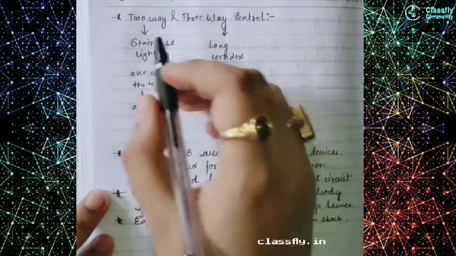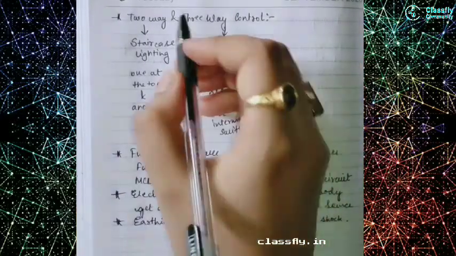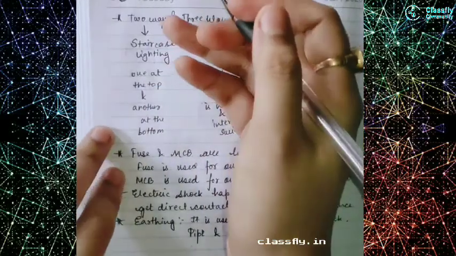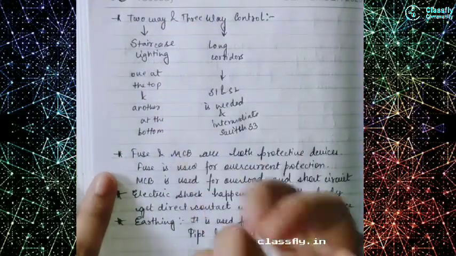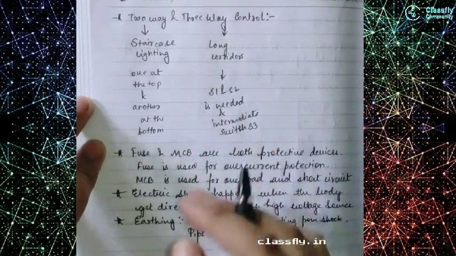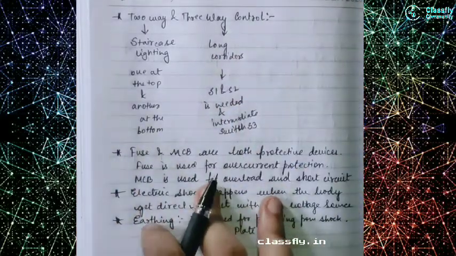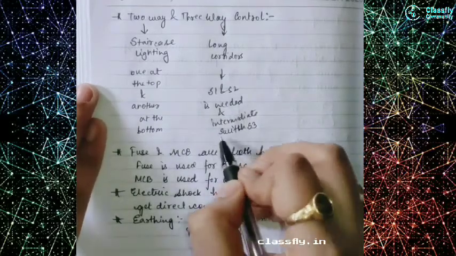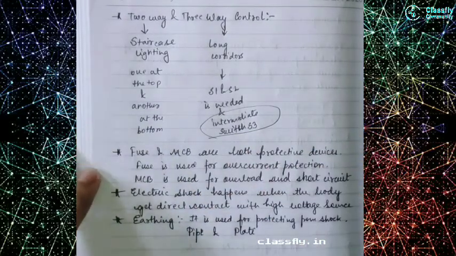Now see, there are two-way and three-way controls. The two-way control is basically used in staircase lighting, where we use two switches, one at the top and another at the bottom. Whereas the three-way control is used in long corridors where two switches are required, but there is also an intermediate switch, that is S3.